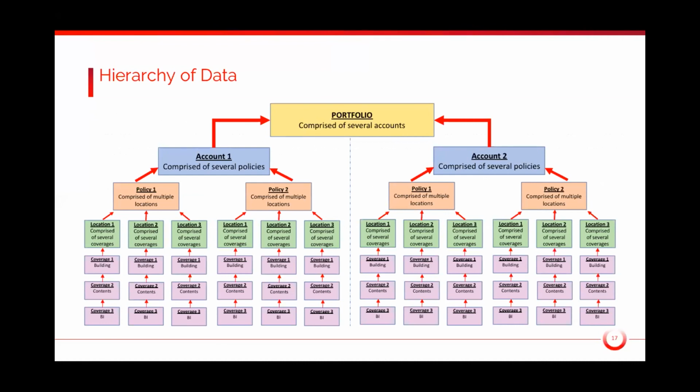So this is just a slide to show as a schematic what I've just been explaining about hierarchy. Hopefully it will clear it all up in case that wasn't clear. So if we look at the green boxes, which represent your locations, they're made up of your buildings, contents, and BI coverages. You then have multiple buildings that feed into a policy, and then you can have multiple policies into an account and multiple accounts into a portfolio. So hopefully that is quite clear.